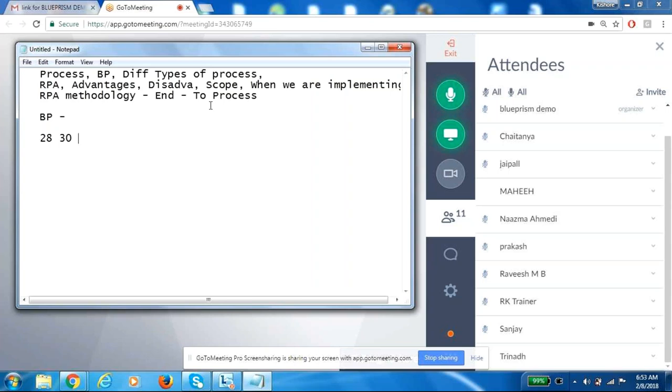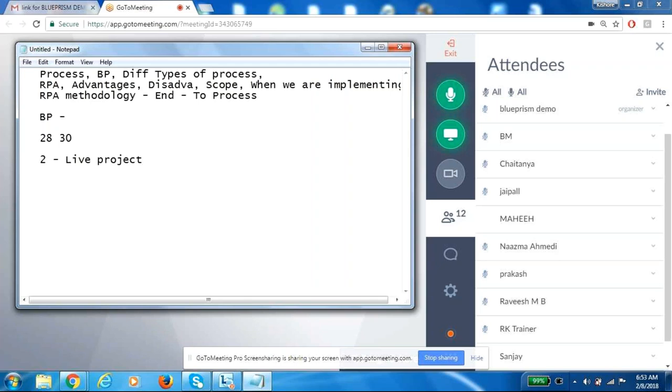Every day the session will start at 6, since it's the first day, due to some issues, we started a bit late. From tomorrow onwards, I'll start by 6:30, max 6:35, and go up to 7:30 or 7:35, Monday to Friday. At the end of the training program, after completion of Blue Prism and all, I'm taking two sessions for live project explanation and complete implementation.